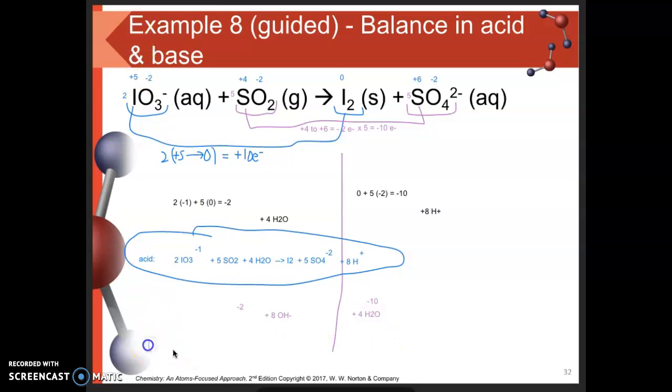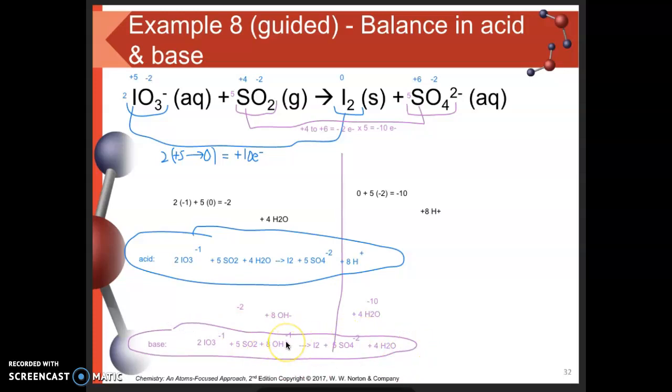And so the net result in base, I would have still 2 iodate plus 5 SO2 plus 8 hydroxide yields iodine, 5 sulfate, and 4 water. And so that would be the balanced reaction for if I was in a base.